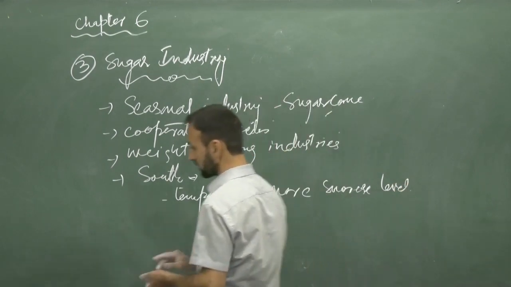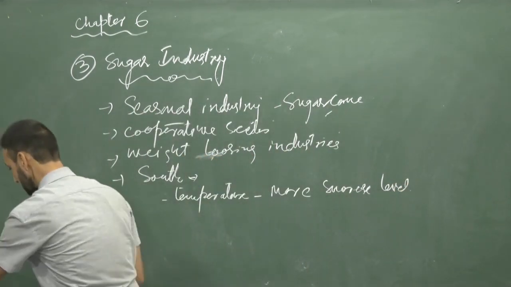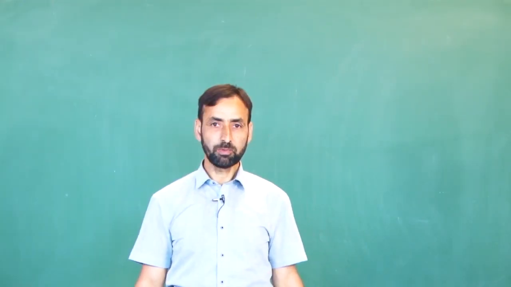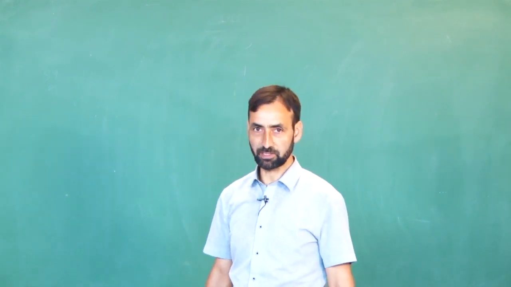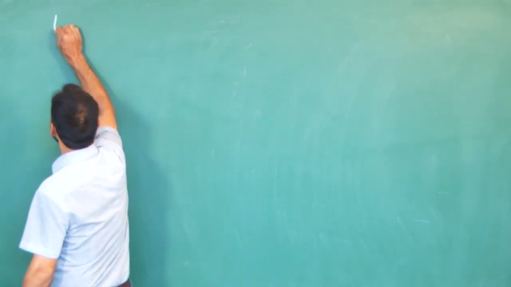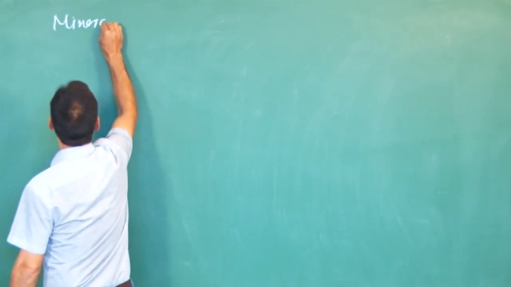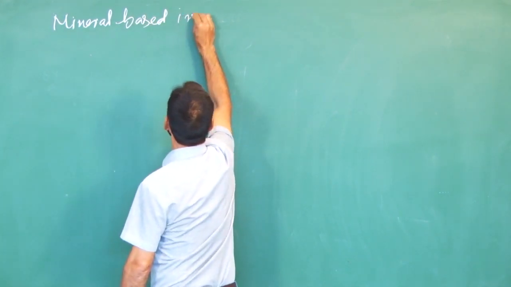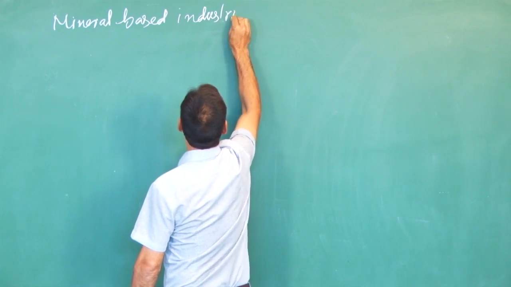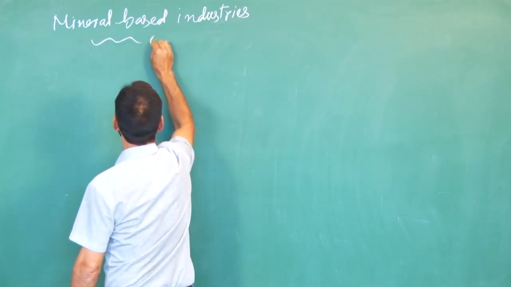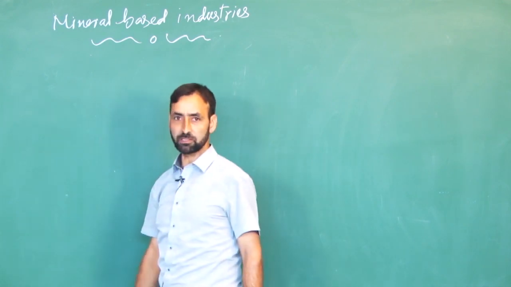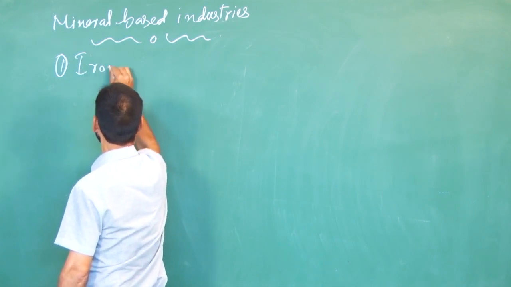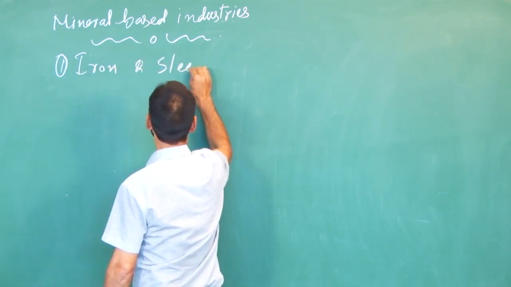That was about textile industry. Now another, mineral based industry. There are the various industry which we have to discuss. Now we will discuss mineral based industries. Okay, mineral based industries. In mineral based industries, there are various industries. Number one, iron and steel industry.